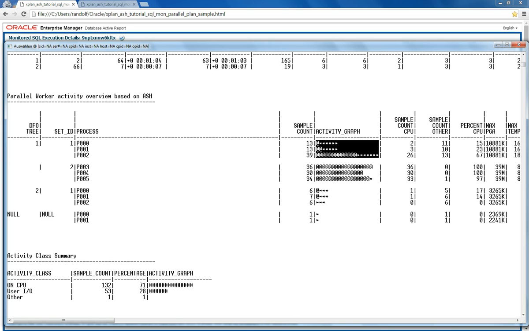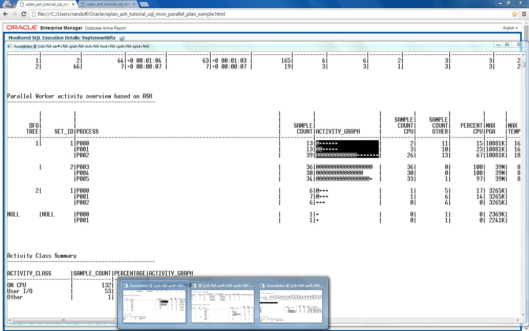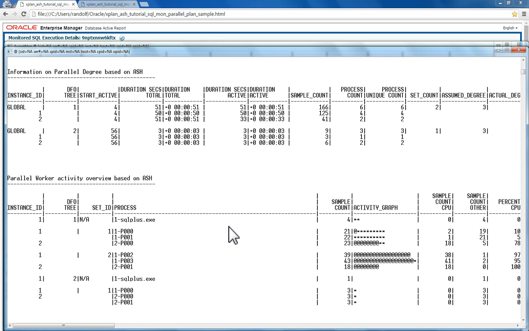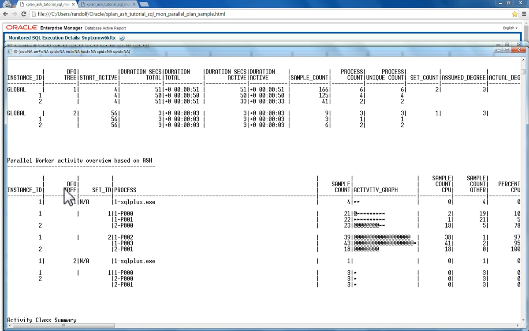level. If we look at cross-instance parallel execution, so if multiple instances are involved, this section pretty much looks the same and still has the same layout. So the organization here is still on DFO tree and set level. The only difference is now that we have this instance ID information added, and you see here that for the process names, I use this prefix so that it's clear if you look at the process name where this process comes from.